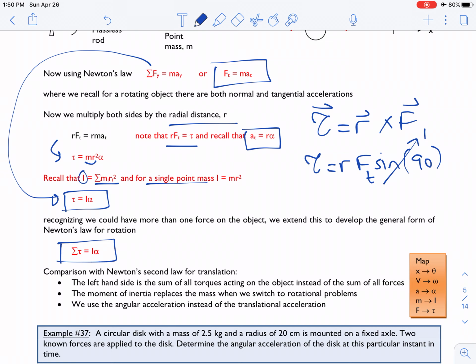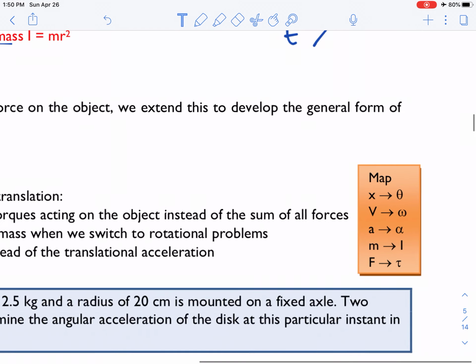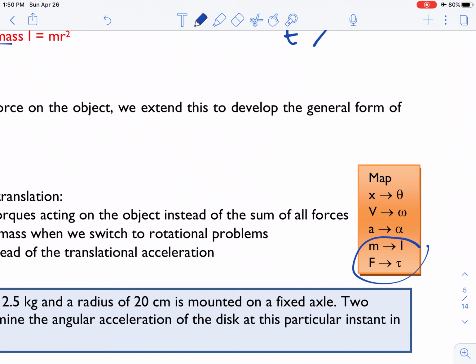So what we are doing is we really added one more mapping. Okay, let's check that here. So we already have M goes to I. Now we also said force in the rotational form is torque. Okay, so you had F is equal to ma. Just using the mapping, I can now write the rotational form of the second law. Torque is equal to I alpha.